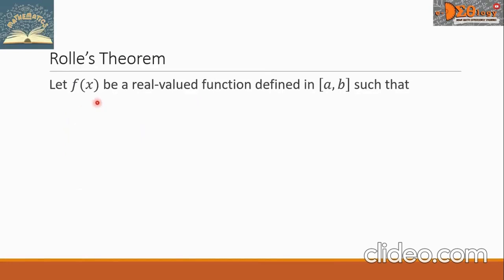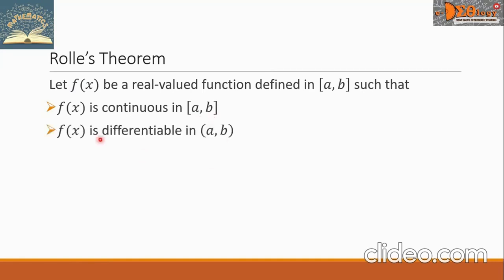Let f of x be a real valued function defined in a closed interval from a to b, such that in here there are three conditions. The first condition is f of x is continuous in the closed interval a to b. Second, f of x is differentiable in the open interval from a to b. Third, f of a equals f of b.